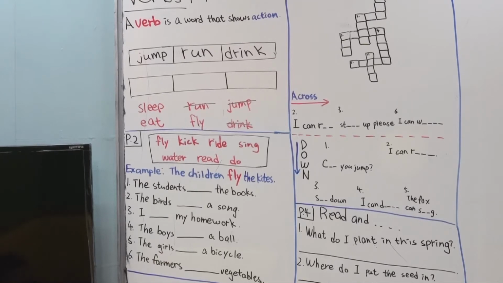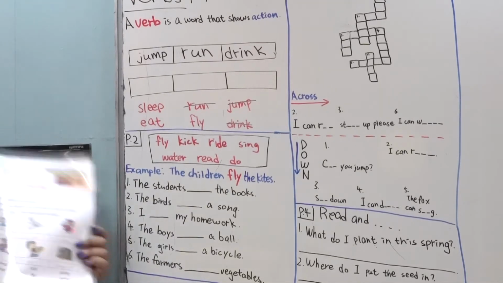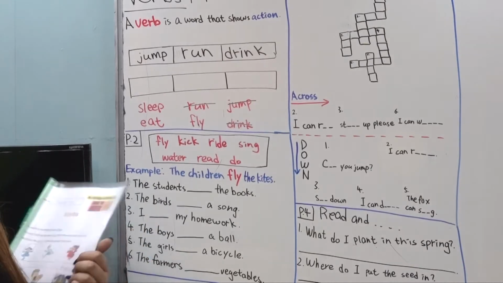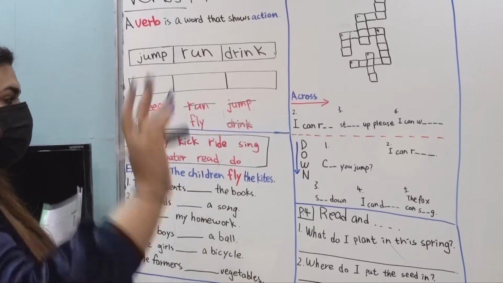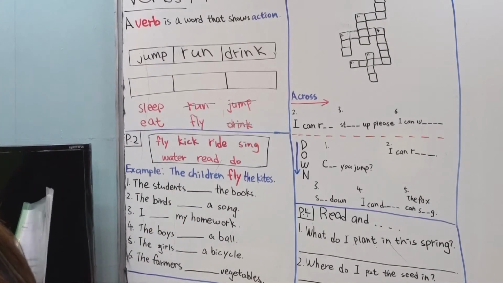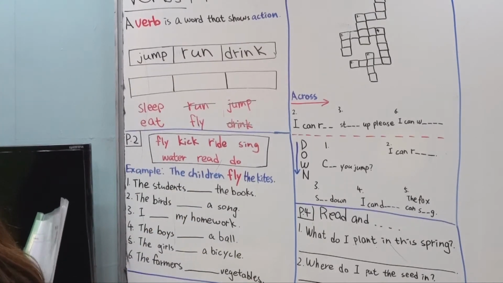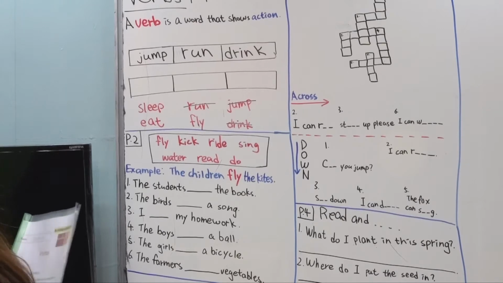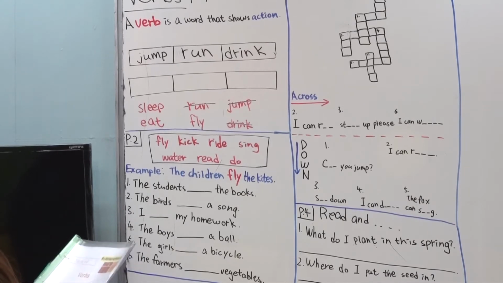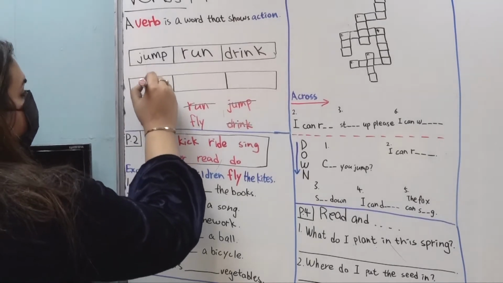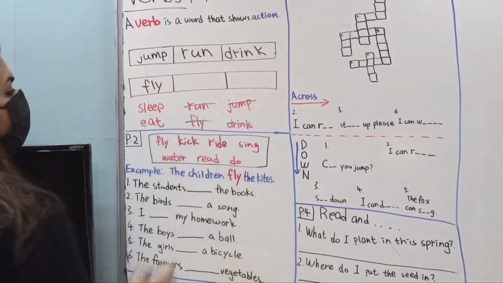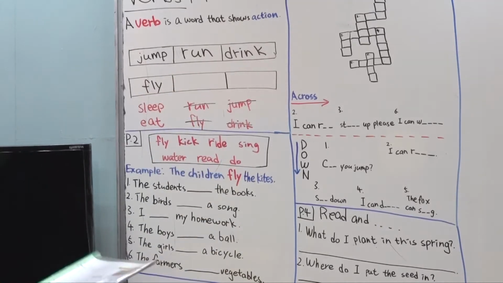Okay, time up. So in picture number 4, you see the witch is going to eat, is going to sleep, or is going to fly. Which verb do you use to describe this picture? The action. Which action is she doing? Fly. Okay, fly.